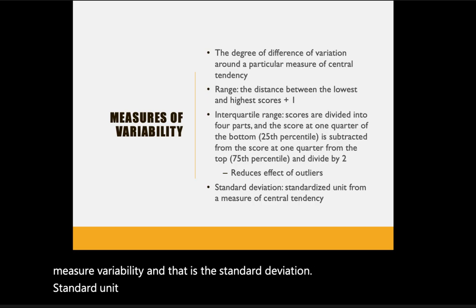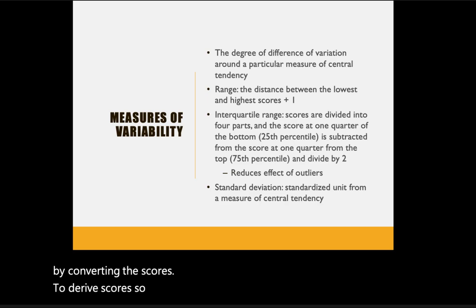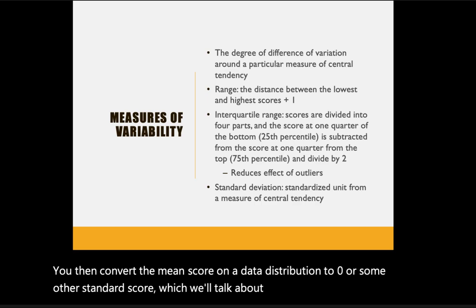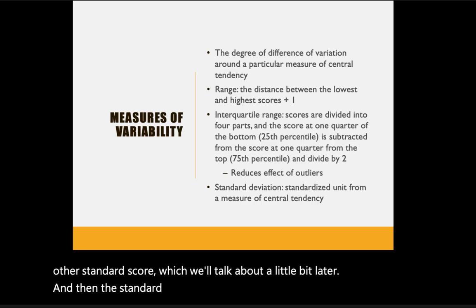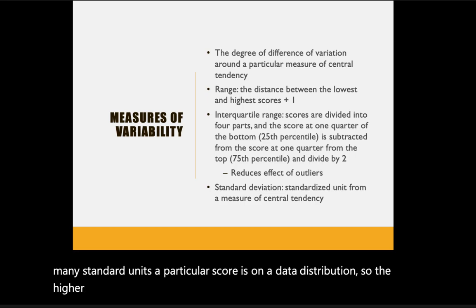Standard units for standard deviation are calculated for a data distribution by converting the scores to derived scores. So converting raw scores to derived scores. You then convert the mean score on a data distribution to 0 or some other standard score, which we'll talk about a little bit later. And then the standard deviation value becomes indicative of how many standard units a particular score is on a data distribution.